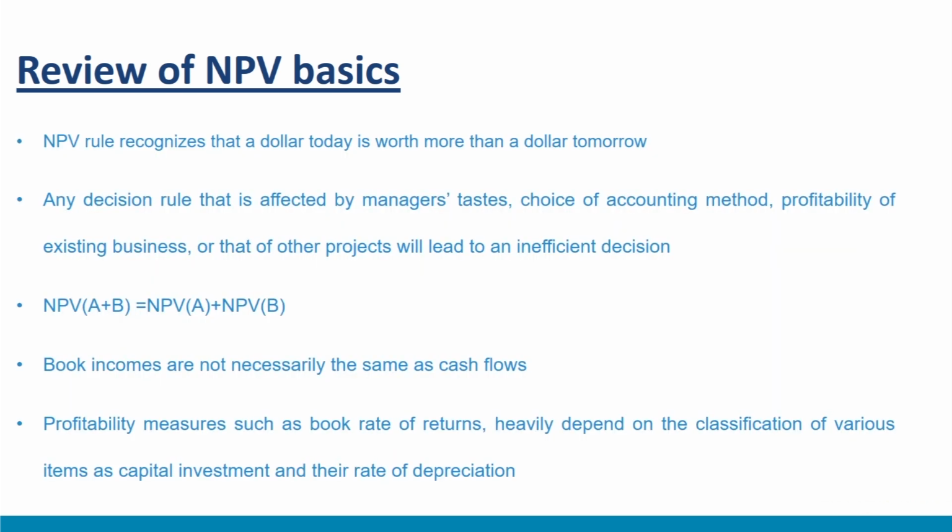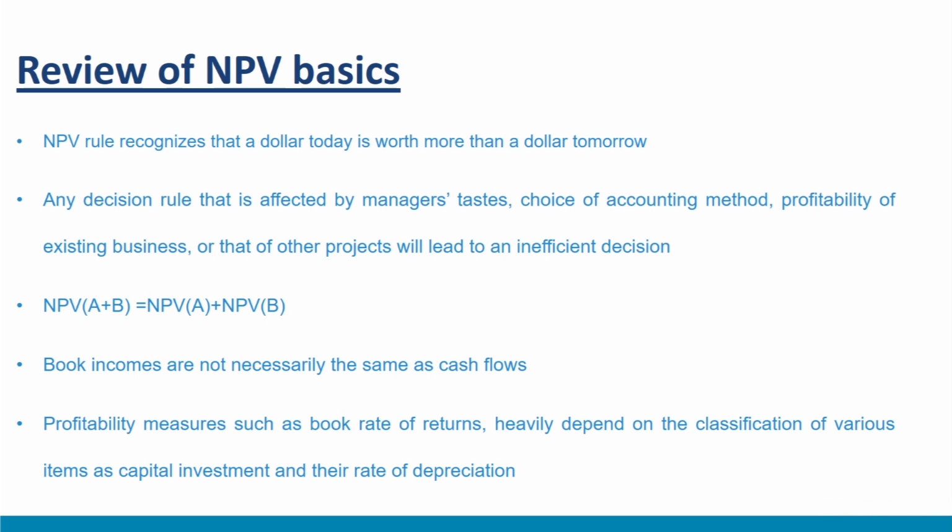The following are key aspects of the NPV rule. First, the NPV rule recognizes that a dollar today is worth more than a dollar tomorrow. This is so because a dollar today can be put to use by investing it and starting to earn interest on it. NPV heavily relies upon the forecasted cash flows of the project and its opportunity cost of capital. Present values are measured in today's dollar terms, so they can be added. Lastly, any decision rule that is affected by the manager's taste, choice of accounting period, the profitability of existing business, or that of other projects will lead to an inefficient decision rule.